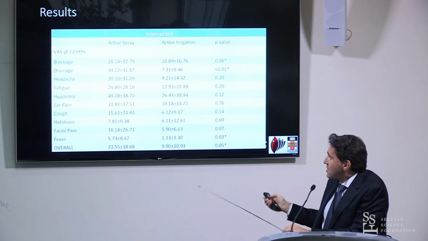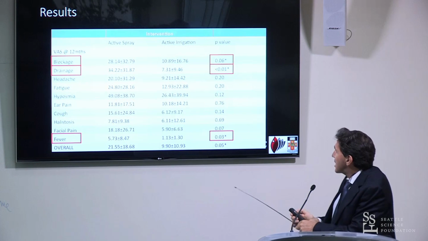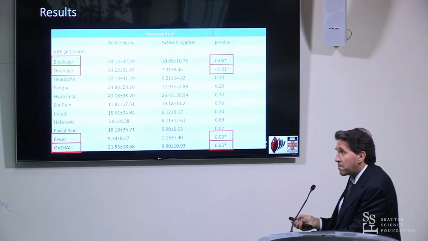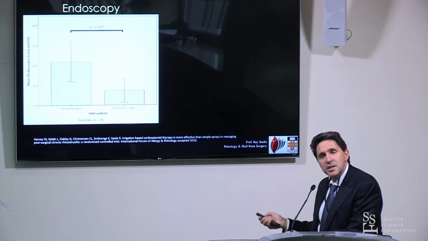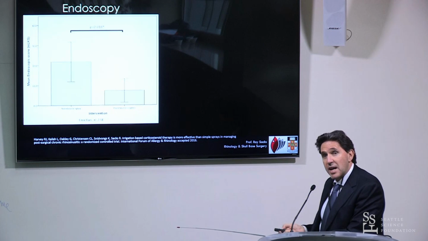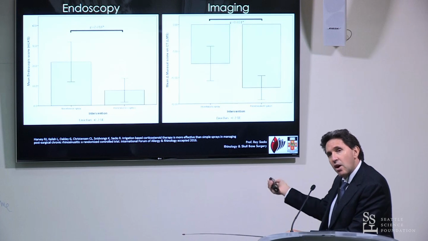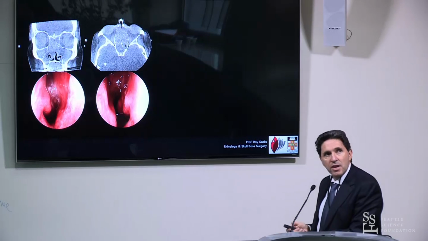Just breaking down our results by symptom, one can clearly see the blockage, drainage, and fever, significant difference in all 3, and overall, they all did better. Endoscopy scores was probably the most prominent. We had a significant drop in the endoscopy scores in those using the irrigation. Remember, we were blinded as well. Lund-Mackay scores, which again, an objective radiological score, significant improvement in those on irrigation.